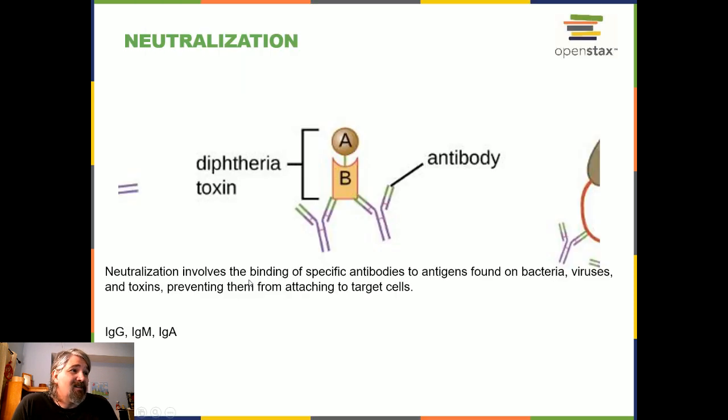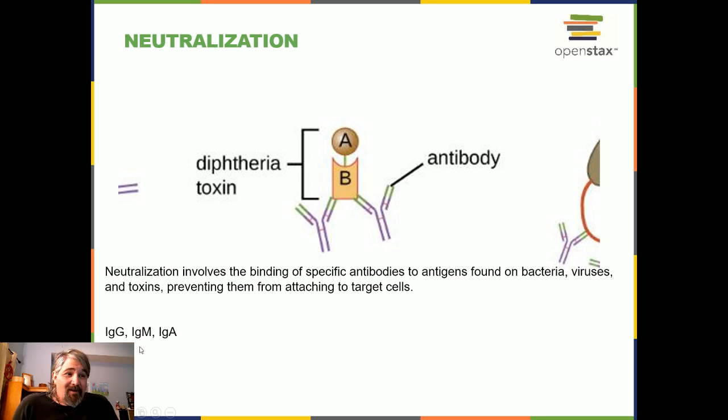All right, so neutralization, here's an example. Here's our diphtheria toxin. Remember the AB toxins: the B binds to the cell, induces phagocytosis, and then the A component of the toxin is released. Well, if you have an antibody raised against that toxin, then you can neutralize it. So in this case, we have 2 antibodies bound to the B subunit of the diphtheria toxin, and now it can't adhere to a target cell. Its binding sites are blocked.